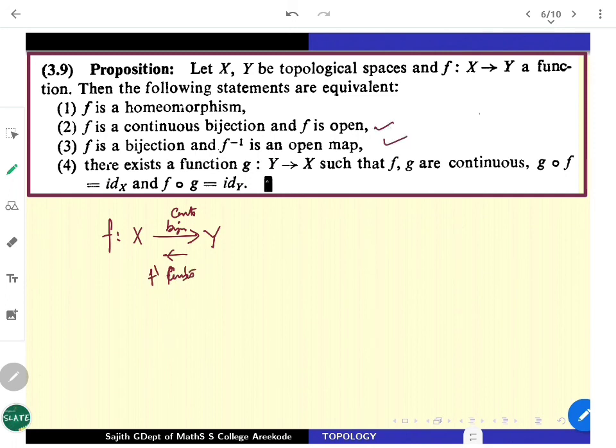For 2 and 3 we have discussed already, because f inverse continuity is guaranteed by openness. So 1 and 2 are equivalent. In fact, 2 and 3 are also equivalent, because f inverse is an open map. Once you say that, the map gives continuity of f inverse, and openness of f inverse, as I mentioned before, gives the continuity of f. So all three statements are equivalent. What about 4? A moment's thought will reveal why it is equal with 4.